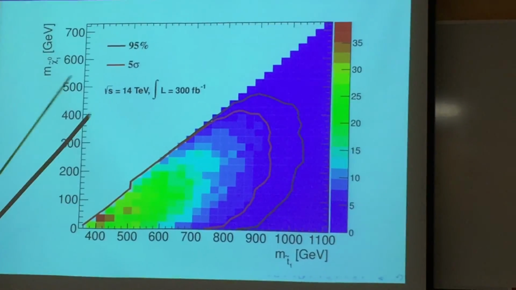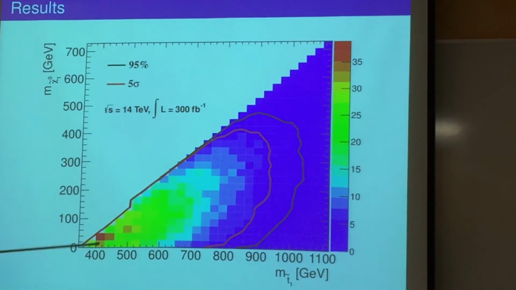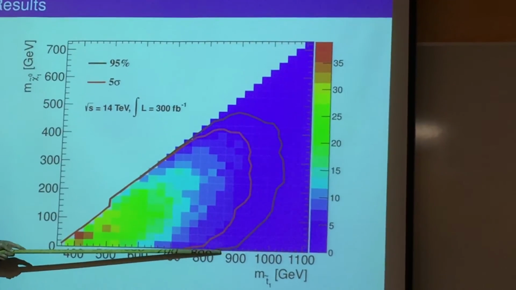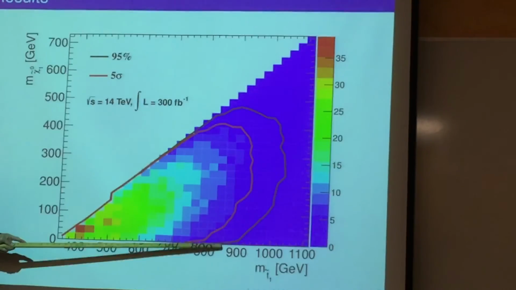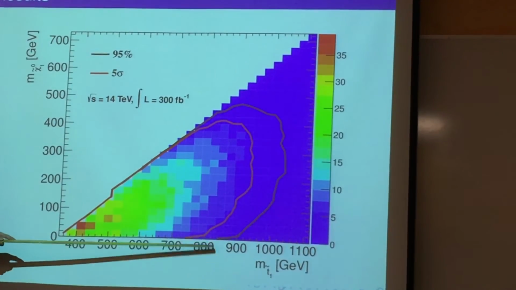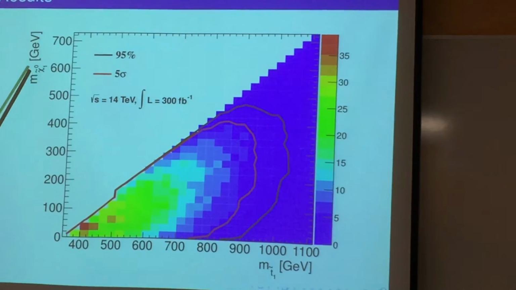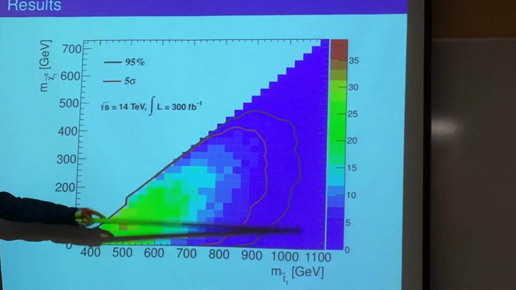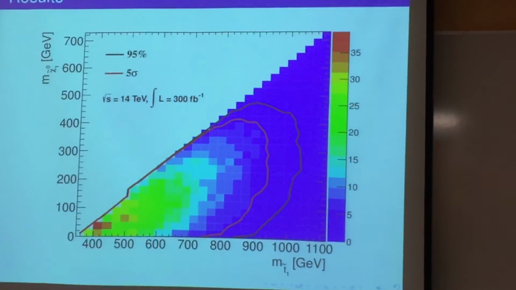Or if we cannot find it, we can set the exclusion limit. The 95% exclusion limit will be about here, 850 GeV for this LSP mass, or it can go up to about 1100.